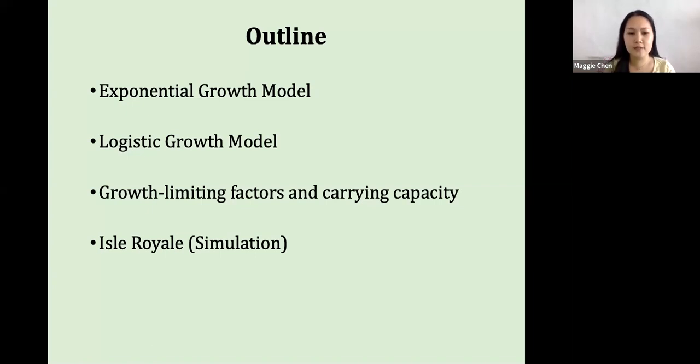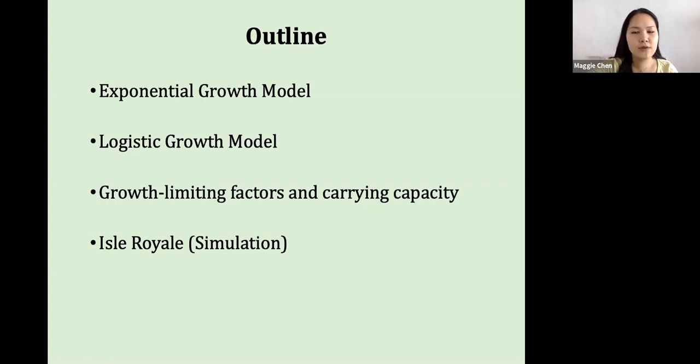And then using everything that we've learned and the definitions that we've learned through these different growth models and limiting factors, we're going to do a simulation and look at a case study, which is Royale, through Simutext at the end. And I will go over more of that later. But I think you all have a pretty good idea of how to use Simutext after using it last lab. So there's not a lot of functions that are different.